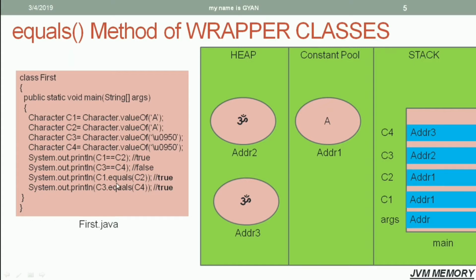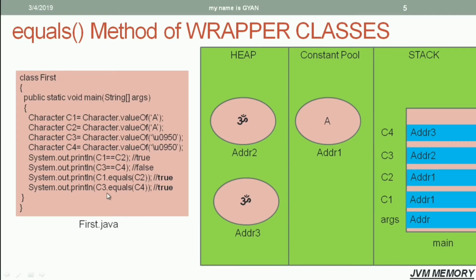In the next statement, we are calling the method equals by using the reference variable C1 with C2 as its argument. Then we are checking whether the content of the object whose reference is stored into the reference variable C1 is the same as the content of the object whose reference is stored into the reference variable C2. Since they are pointing to the same object, their content must be equal. That's how in this case the equals method will return true. In the next statement, we are calling the method equals by using the reference variable C3 with C4 as its argument.